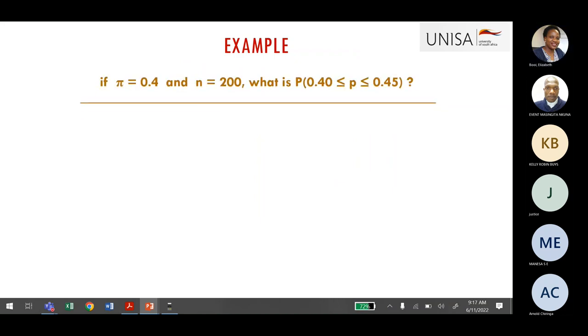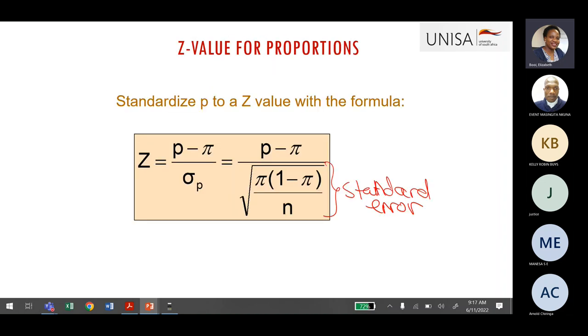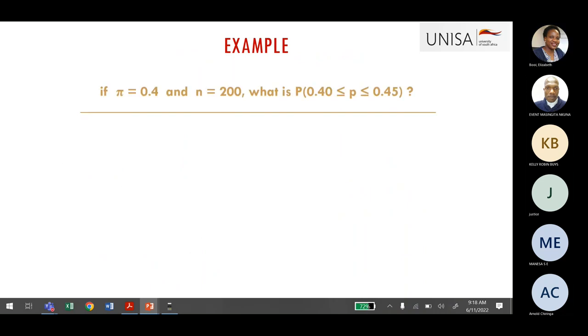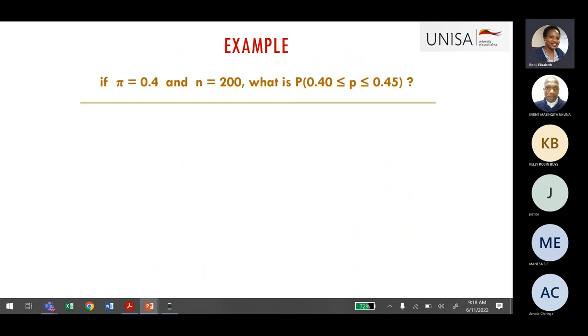So let's look at an example. Going back to the formula, for STA 1510 and STA 1501, you must know your formula. Z is equal to P-hat minus capital P, divided by the square root of capital P times 1 minus capital P divided by N. It's the same. You will use your formula, because in my notes I'm using the one with pi and a P letter. So just be aware of that. Don't get confused. The principles are the same.